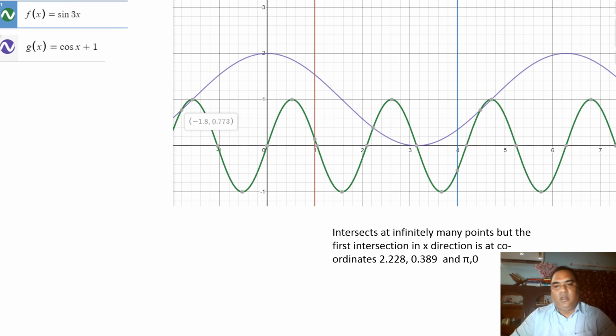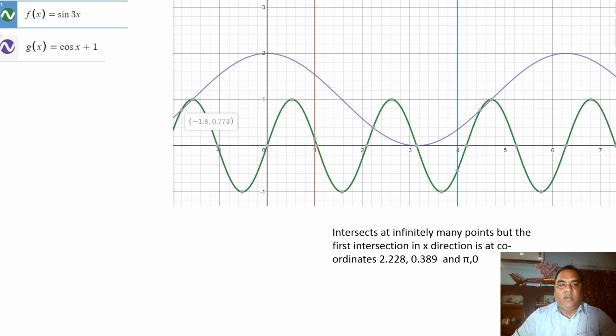Similarly, I am leaving one question for you to compute, which uses the same equations that we used just a few slides back: f(x) equal to sin 3x and g(x) equal to cos x plus 1. The equations are given here. You need to compute the area between the first two points of intersection in the direction of x, and these points are x equal to 2.228 and x equal to pi. This I am leaving up to you; you have to apply the same rule and find the area.